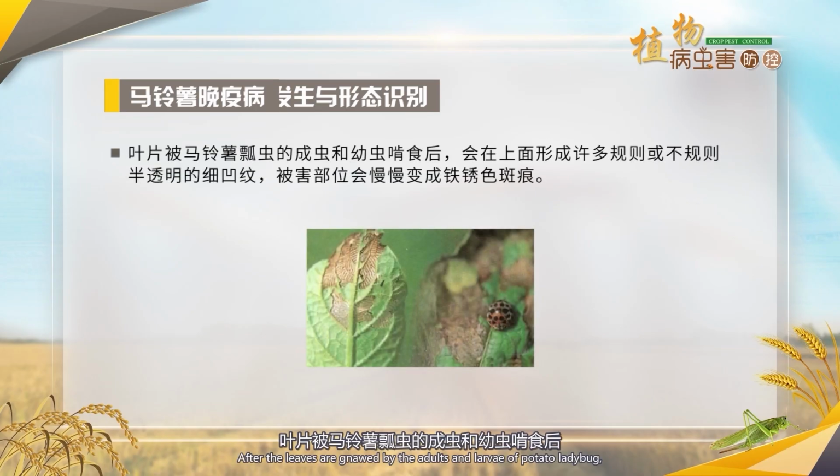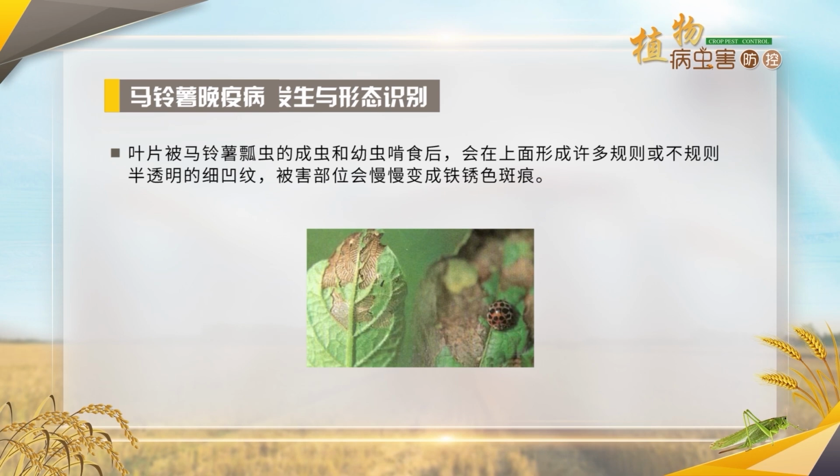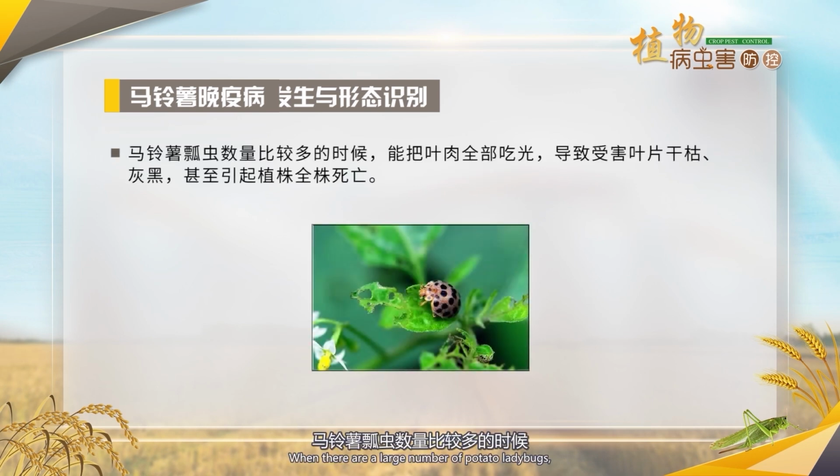After the leaves are gnawed by the adults and larvae of potato ladybug, many regular or irregular translucent fine concave lines will be formed on them, and the damaged parts will gradually become rusty spots. When there are a large number of potato ladybugs, they can eat up all the mesophyll, resulting in the drying up and grayish-black color of the harmed leaves and even the death of the whole plant.